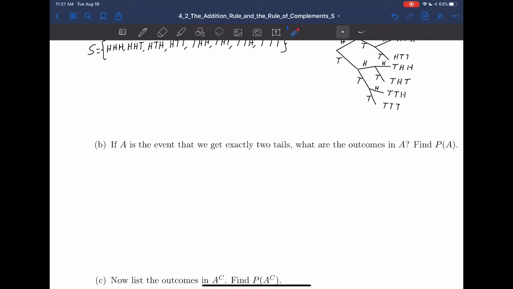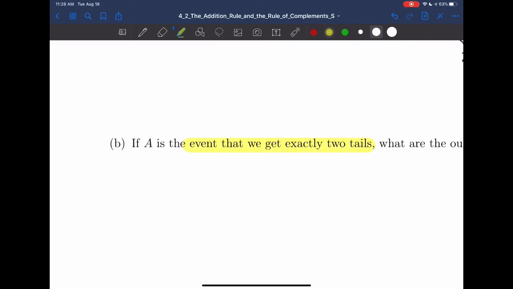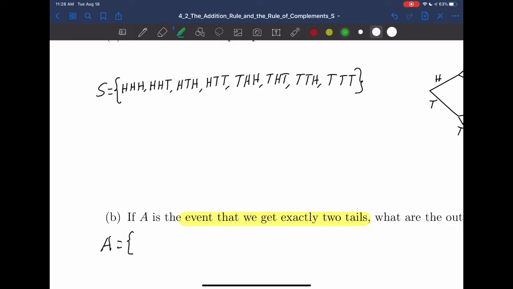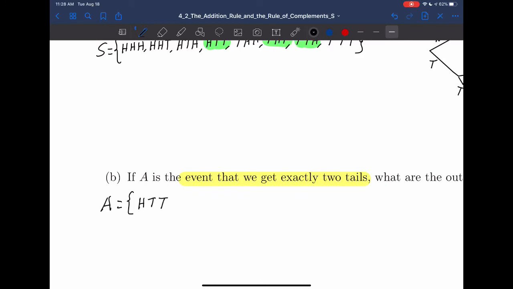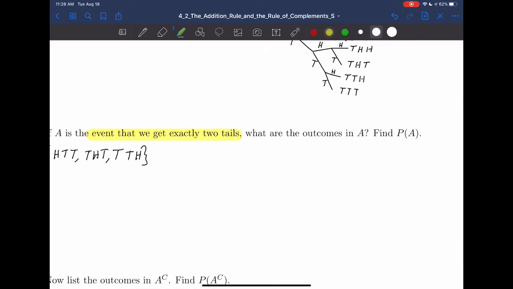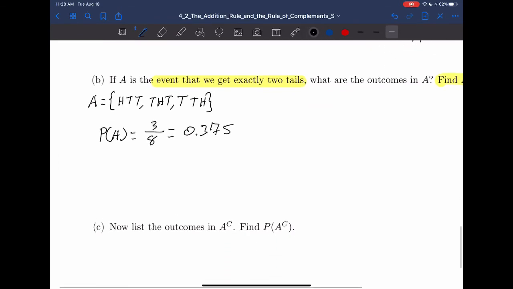Next, you want to find the outcomes of A, where A is the event of exactly 2 tails. If you look at our sample space, that only happens 3 times. So this is HTT, THT, and TTH. You list them here. This is your event A. And then the probability of A will be 3 over 8, which is 0.375.